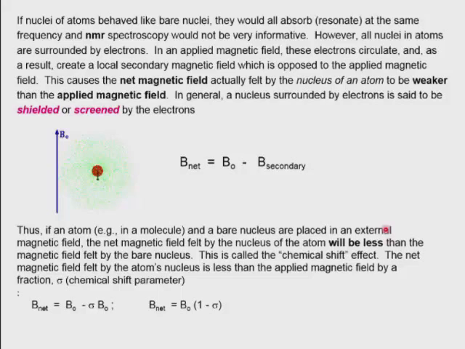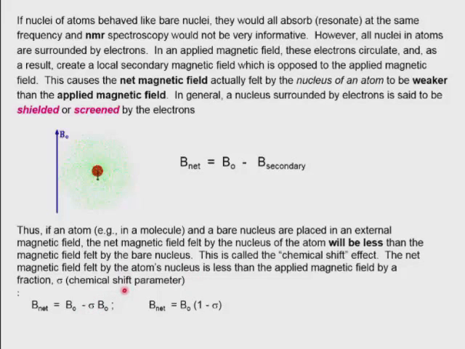Now suppose that we place an atom in a molecule, the nucleus in the atom that's in a molecule, and a bare nucleus, and they're each placed in a given external magnetic field. The net magnetic field felt by the nucleus of the atom is going to be less than the magnetic field felt by the bare nucleus. And this is called the chemical shift effect. The net magnetic field felt by the atom's nucleus is less than the applied magnetic field by a fraction. Use the symbol sigma.